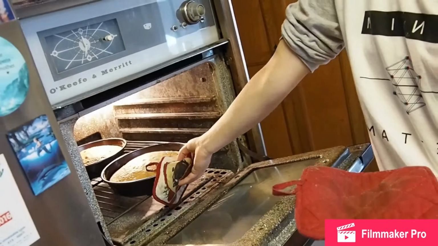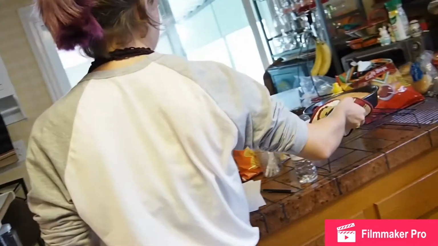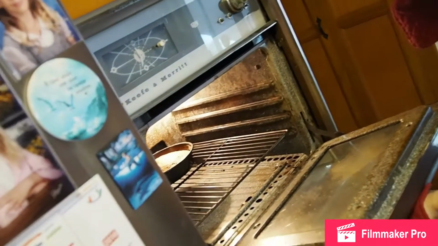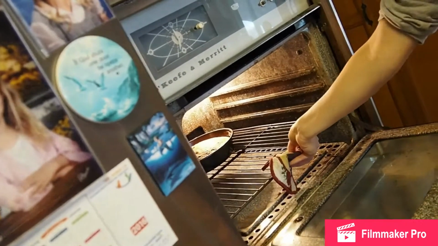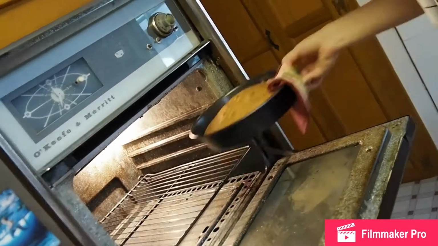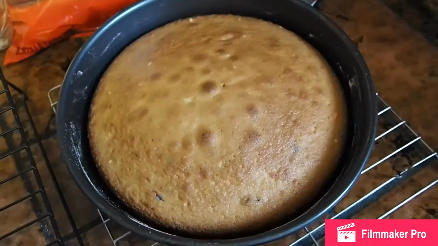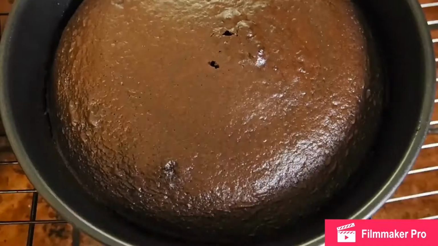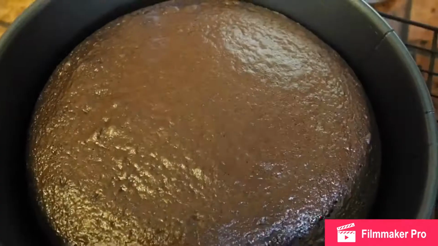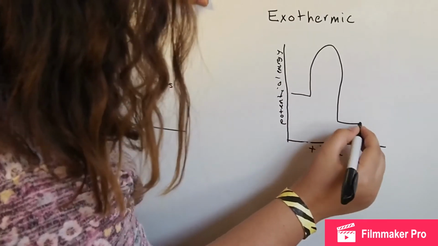After the cakes are done being cooked, take them out of the oven with a heating mitt and place them on a cooling rack to allow them to cool back to room temperature. As the cake cools, heat is released into the surroundings. This example is exothermic. The cake is losing heat.